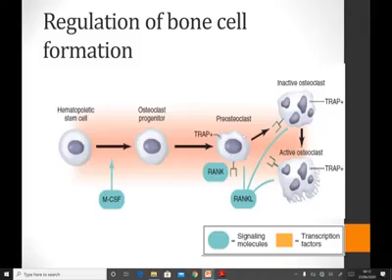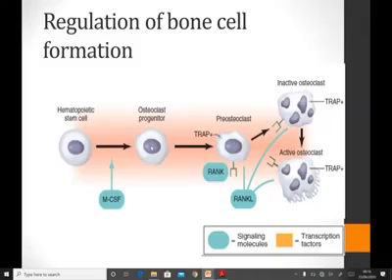this is where you have the precursor cell for the osteoclast. So let's start from here. The osteoclasts are coming from the hematopoietic stem cells. The hematopoietic stem cell differentiates into the osteoclastic progenitor under the action of a signaling molecule called the macrophage colony stimulating factor, the MCSF. Once you get the osteoclast progenitor, that osteoclast progenitor differentiates into a pre-osteoclast.